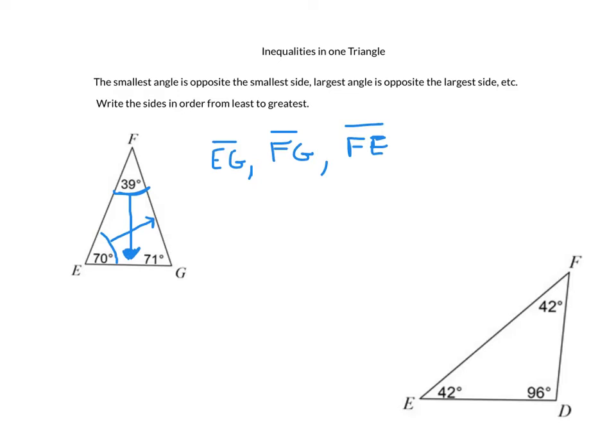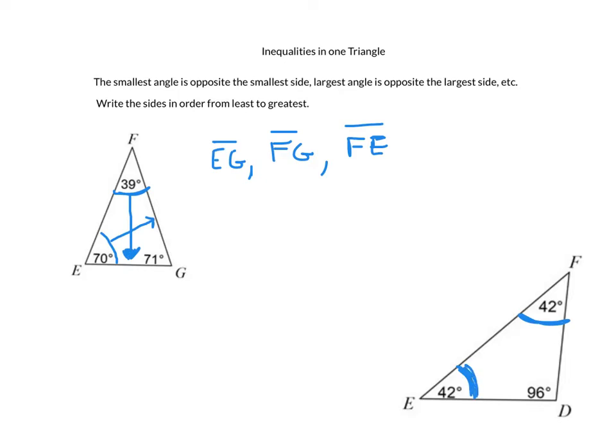So again, we are writing the sides in order from least to greatest. And I find my smallest angle, but look here. This is 42 and this is 42. So we have two equal angles. That means that their sides also have to be equal. So that's kind of cool to remember.